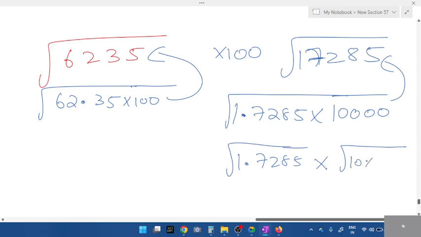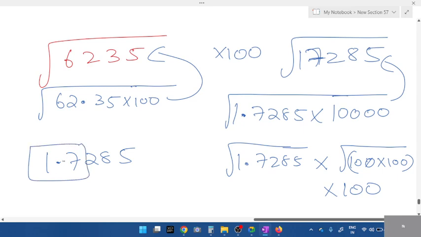10,000 you can group as 100 into 100. The reason we are grouping into 100 is we can remove the square root. We can do it separately. 100 into 100, 100 you can take out. Keep this. We need to find the square root of 1.7285. Take the first 2 values. What are the first 2 values? Is it 17 or 1.7?